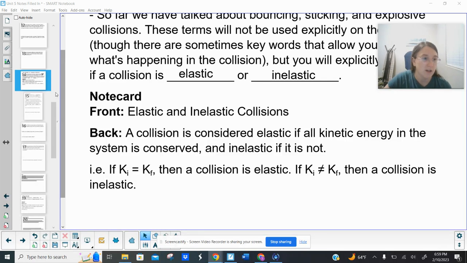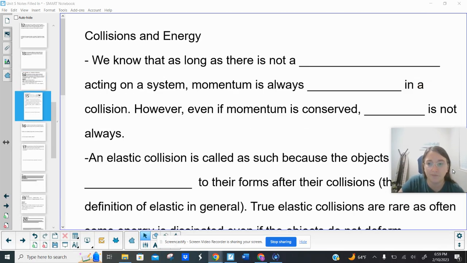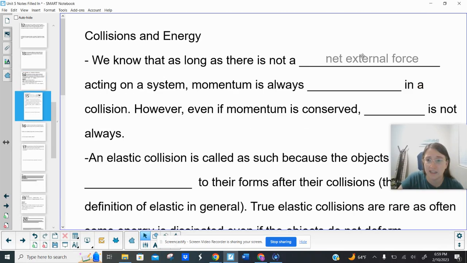Inelastic, if not. So looking at this slide here, we know that as long as there is not a net external force acting on a system, momentum is always conserved in a collision. And again, for most cases, momentum is going to be conserved when we're doing a problem-solving situation. They may occasionally give you data and ask, does this show if momentum is conserved? But for the most part, if they're asking us to find a final velocity after a collision or something like that, we assume it's conserved.